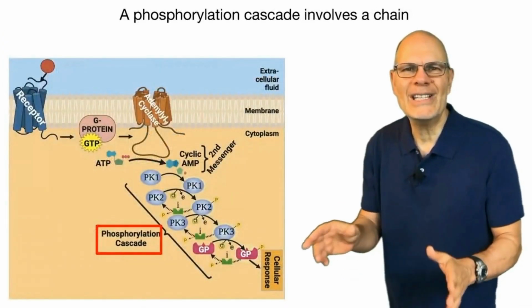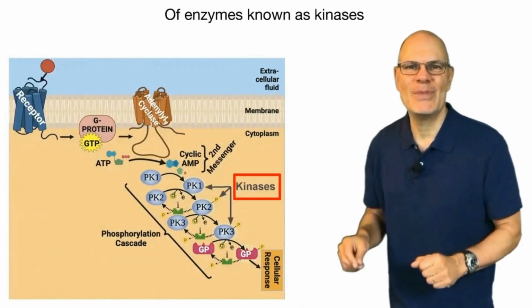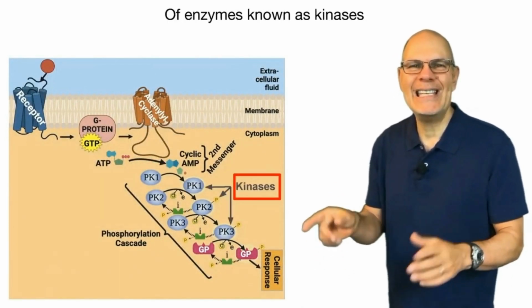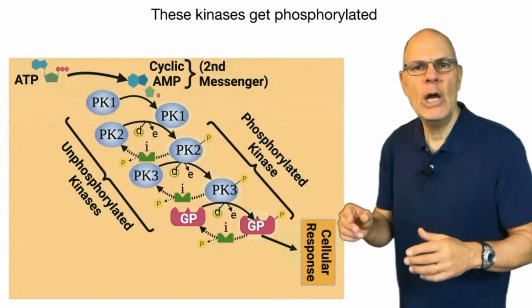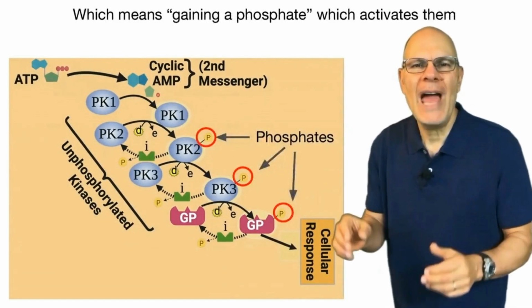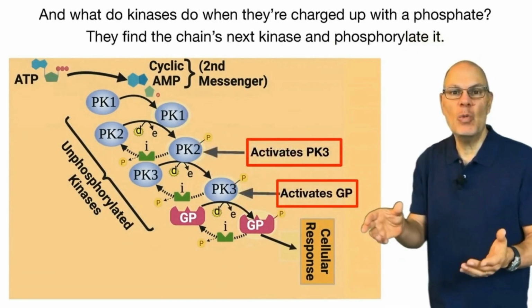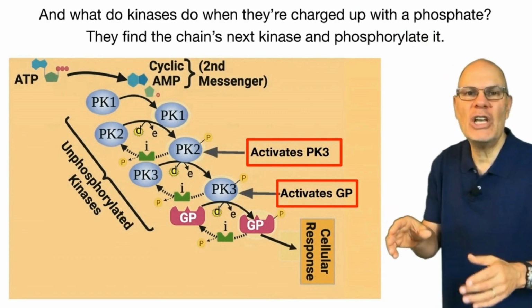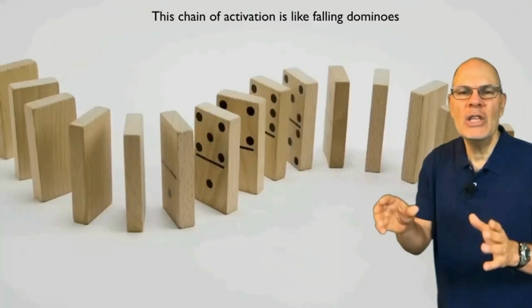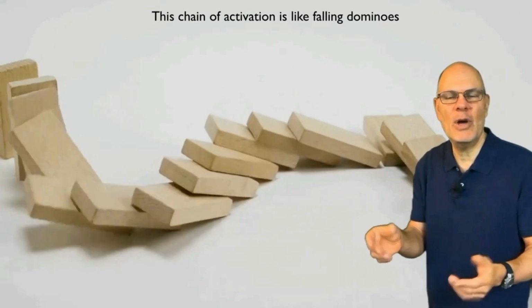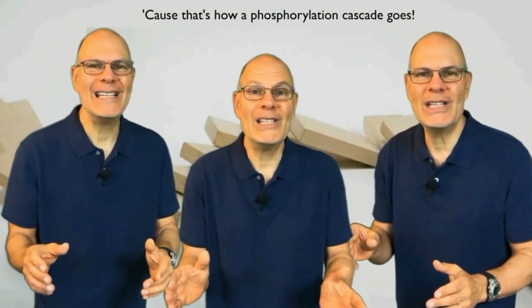A phosphorylation cascade involves a chain of enzymes known as kinases. These kinases get phosphorylated, which means gaining a phosphate, which activates them. And what do kinases do when they're charged up with a phosphate? They find the chain's next kinase and phosphorylate it. This chain of activation is like falling dominoes, because that's how a phosphorylation cascade goes.